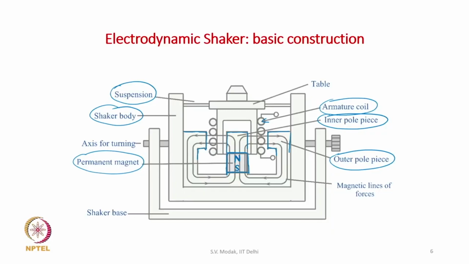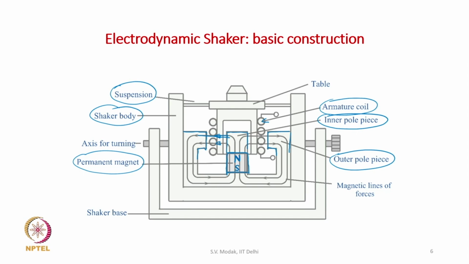Now we can see that between these two pole pieces we have the armature coil, and therefore the magnetic lines of force going from, say, the inner pole piece to the outer pole piece are cut by the armature coil, and that gives rise to a force on the coil, which we will see on the next slide.